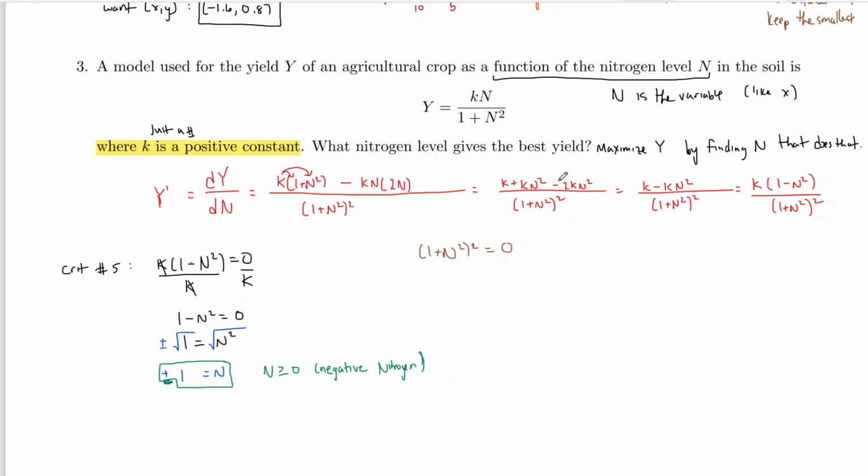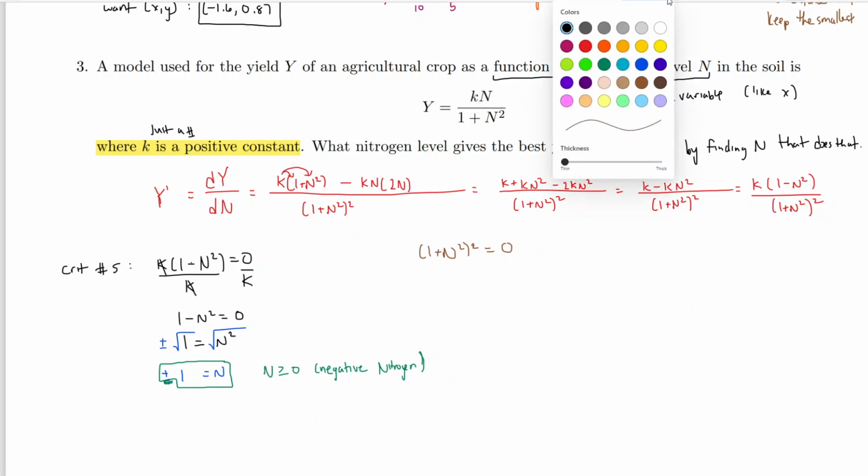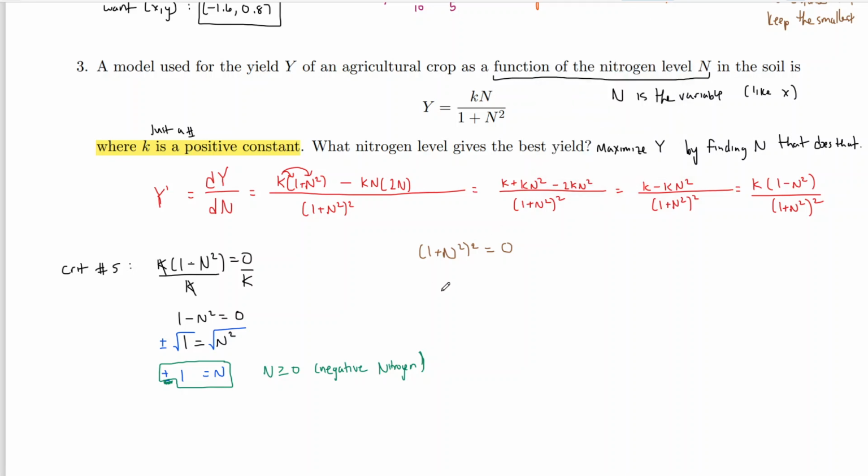But one of the things I think that's important about calculus is realizing, over time, by being exposed to it, when things don't have answers and not having to go through and solving them. So this has no solutions, and it's because 1 plus n squared is at least 1. It's never equal to 0. No matter what you plug in for n, it's always at least 1.